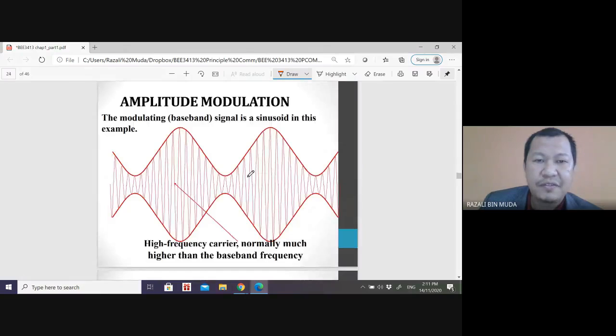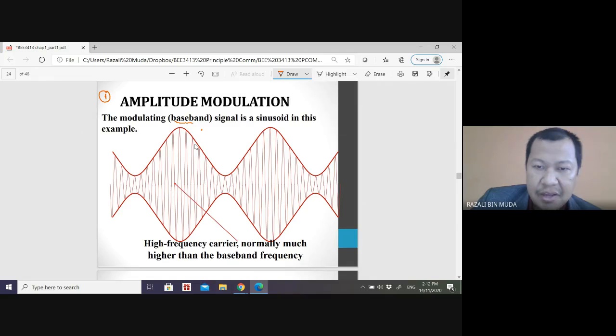Just now we discussed that there are a few types of modulation. The first is amplitude modulation. We will discuss this further in the next chapter, but this is a brief description. Amplitude modulation means we change the amplitude of the carrier signal, where the modulating signal is a sinusoid. In this example, the high frequency carrier is normally much higher than the baseband frequency. You can see here, this is one signal, this is another signal. This signal is known as the baseband, the low frequency, and this is the carrier signal.